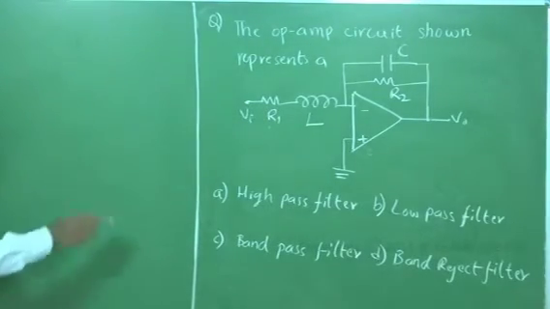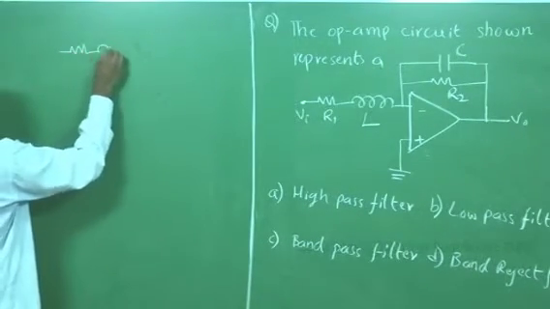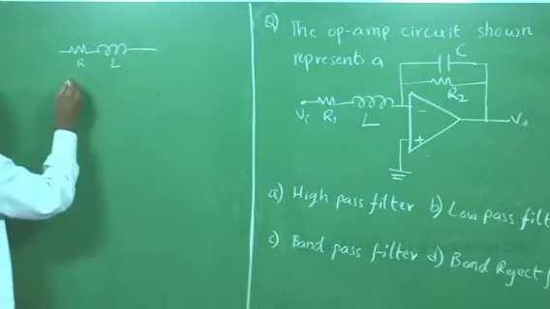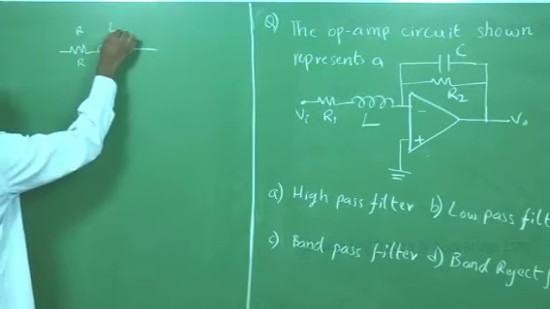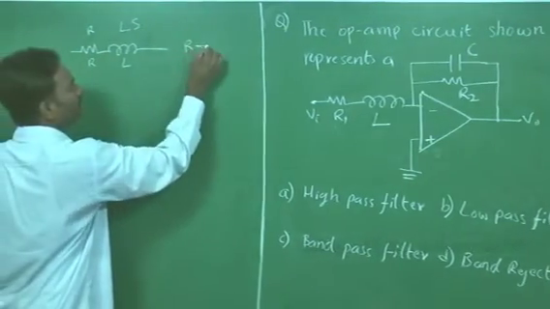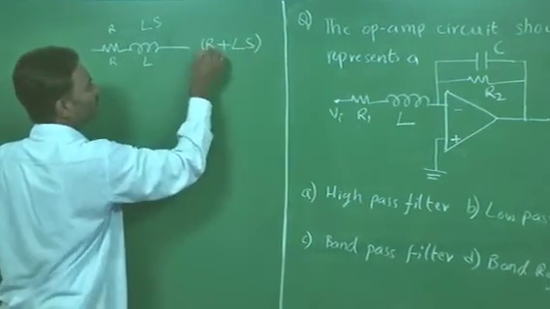Now, in the given circuit, we have a resistor in series with an inductor. Writing the frequency domain components, we can write R and Ls. As these are in series, we can write the total as R plus Ls.